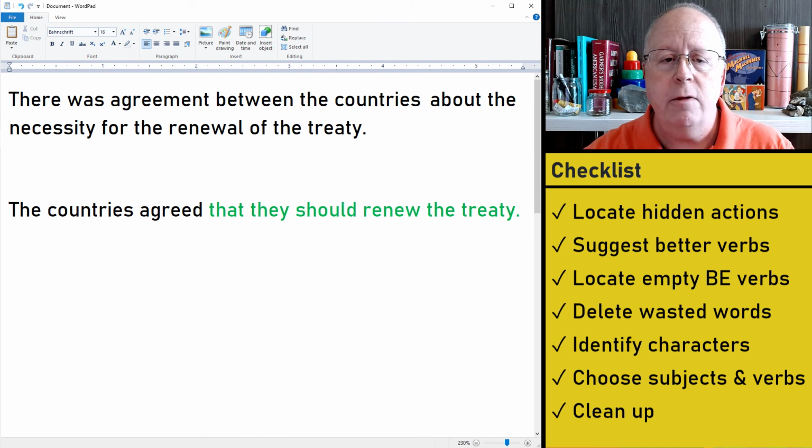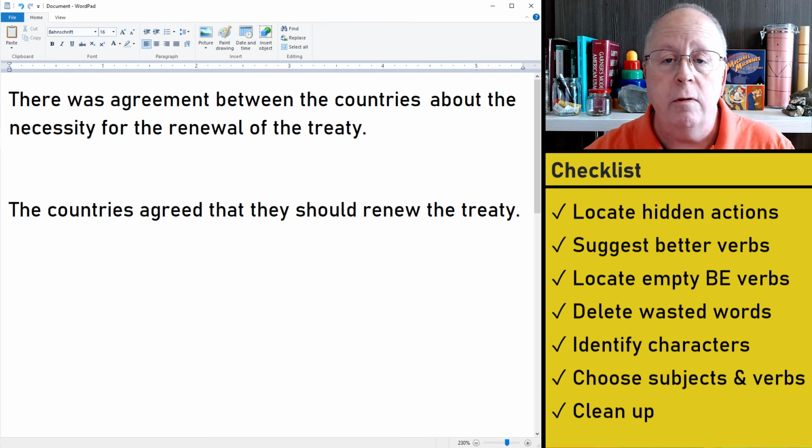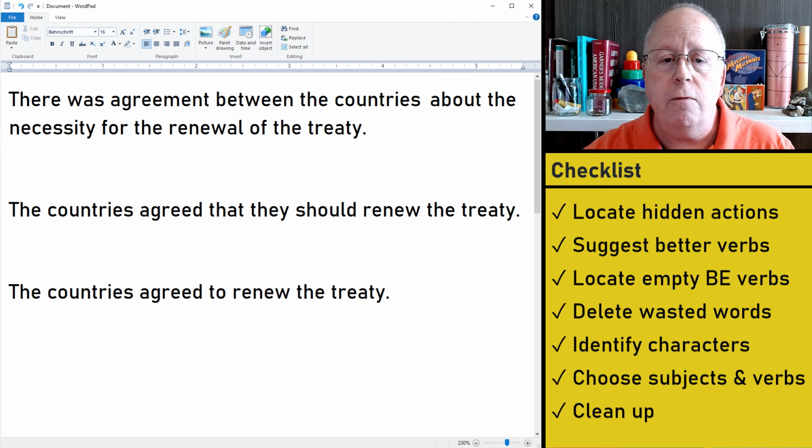Let's clean up the mess. The countries agreed that they should renew the treaty. Again, the result is a more concise version of the original. Concision is frequently a consequence of transforming nouns into verbs. Let's look at the first version I wrote. One of them is not better than the other in any absolute sense. Their meanings are close, but not the same. Each one is better suited to a particular context.